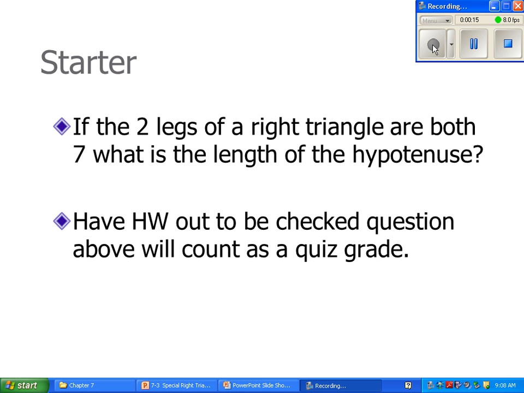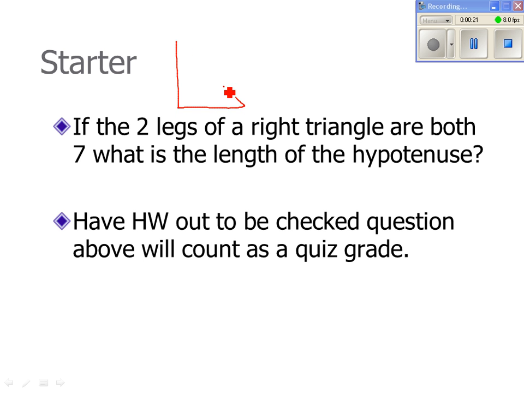Watch up here. On this first one, I lied. This isn't going to be a quiz. If we know this side's 7, this side's 7, what kind of triangle is that? We talked about it last time. It's a right triangle. Not only is it right, though, there's a special name for it. Right isosceles triangle. We're going to learn a different name for it today, but if you see right isosceles or isosceles right in the book, it means the same thing. Just two different ways to name the same triangle.